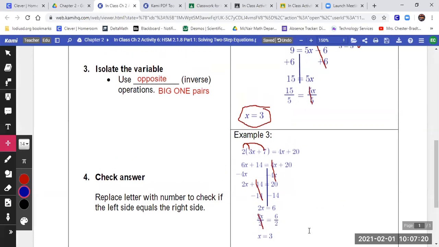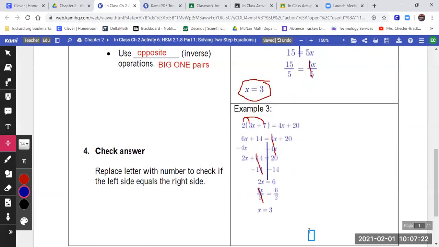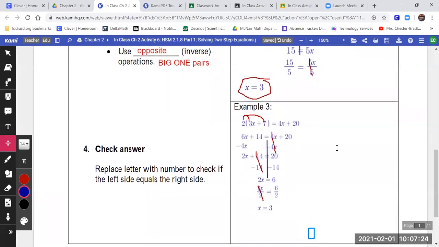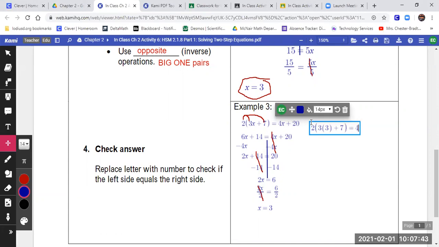So now we got to go check it, right? We got to go check to make sure that when we put that 3 back into the equation, everything works out. Going to go back to the original equation. Anywhere we see an x, in parentheses, we're putting that 3. We learned how to do that substitution stuff last week.